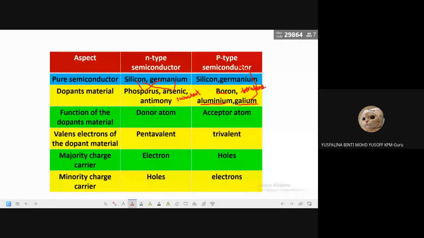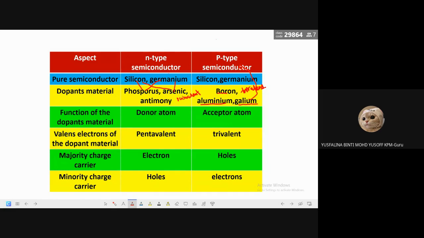Okay, I did tell you just now. Holes are a positive charge and electrons, of course, are a negative charge. So that is what we have learned until now, N type and P type, and how they are produced. But then why do we need to do all this? Why do we need an N-type semiconductor and a P-type semiconductor?